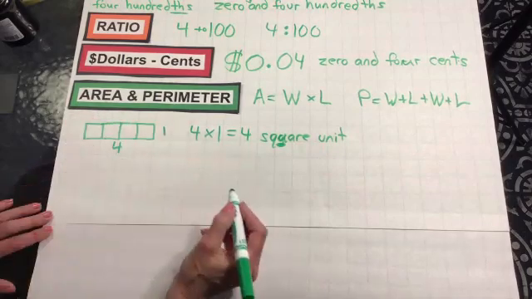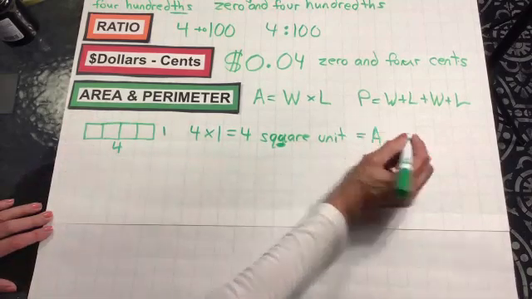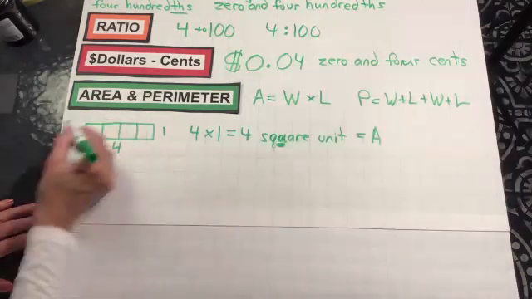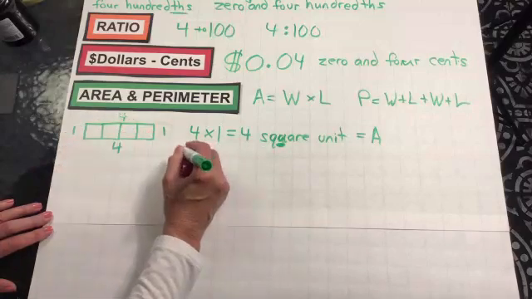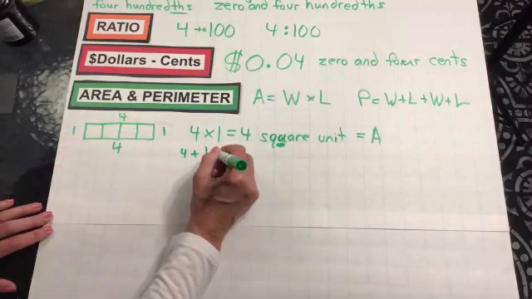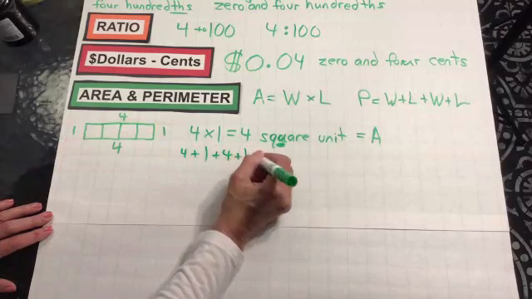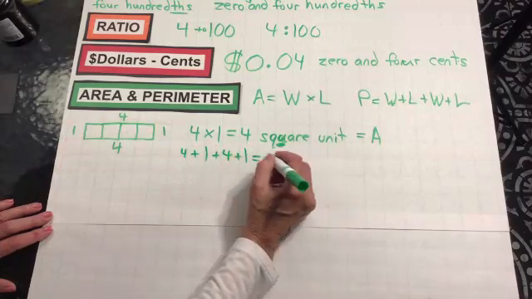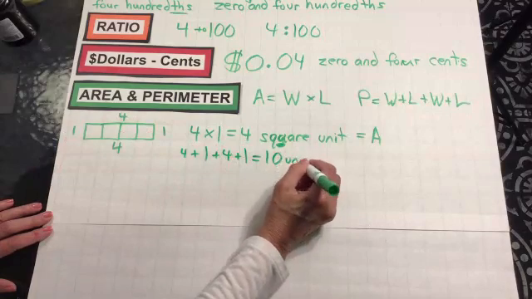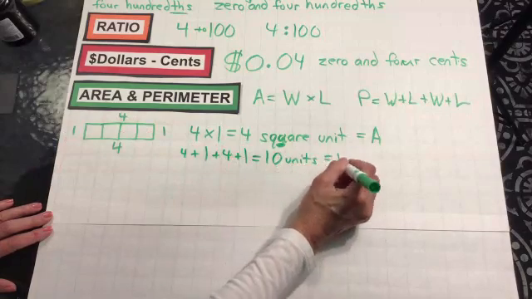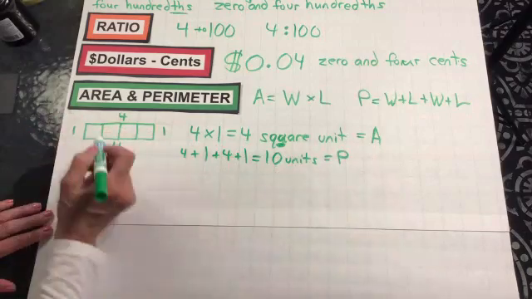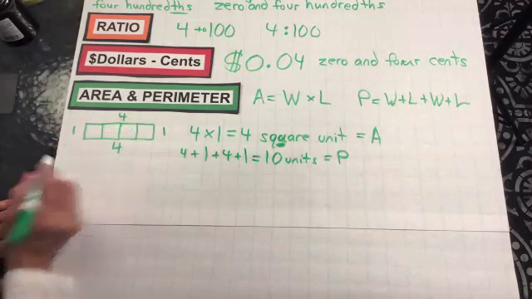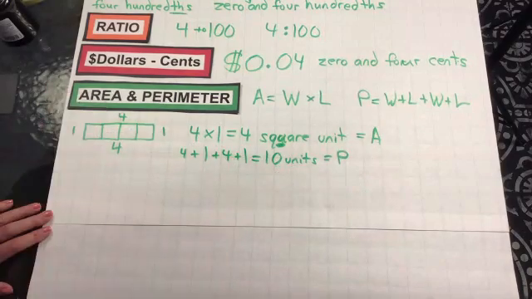Now, if we look at this to do the perimeter, so this equals the area, we look again and we can use the same one, 4 by 1 by 4 by 1. So we would write 4 plus 1 plus 4 plus 1 equals, and that would equal 10 units. So remember, perimeter is just linear. It is the outside. So we're just looking at the outside of this to determine, if that was a yard, how much fencing we would need.